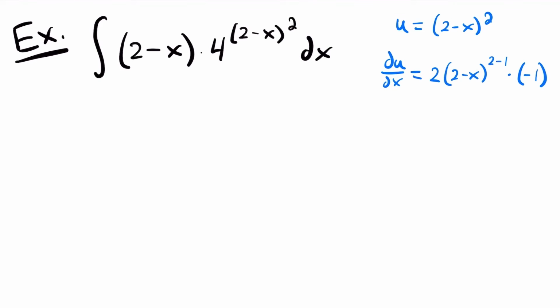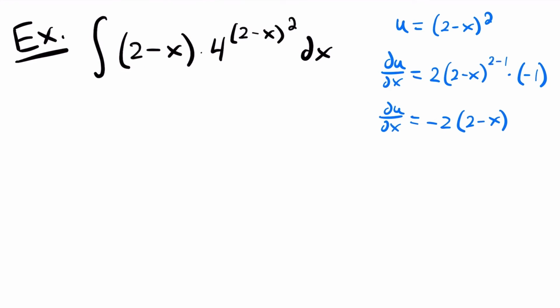Okay, and so if we simplify, du dx will be equal to negative 2 times 2 minus x to the power of 1. But we don't need to write the power of 1, so I'll just erase that. And this is the derivative of this function. All right, and so now that we have the derivative, let's just see, is this derivative found within this integral? So we're looking for negative 2 times the quantity 2 minus x. And so if we go to our integral here, I see that we do have the quantity of 2 minus x in our integral.